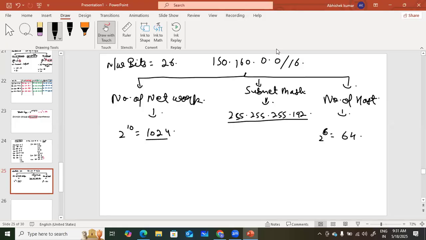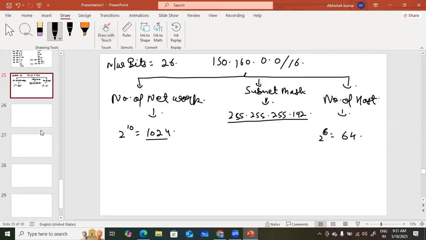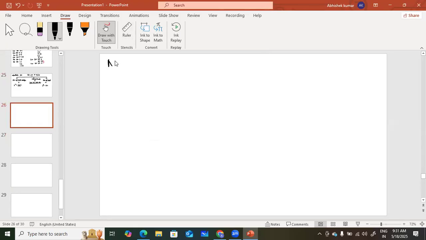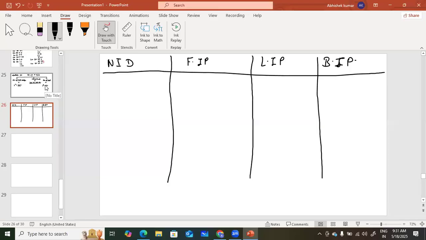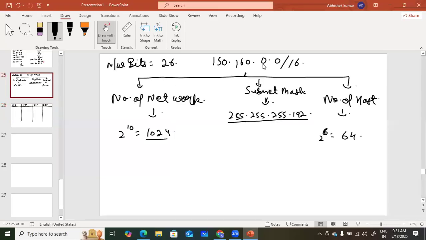All done? Can we go further? Now, let's make the table out of it: network ID, first IP, last IP, and then the broadcast IP. So the network ID is 150.160.0.0.